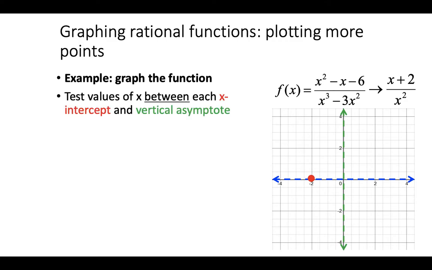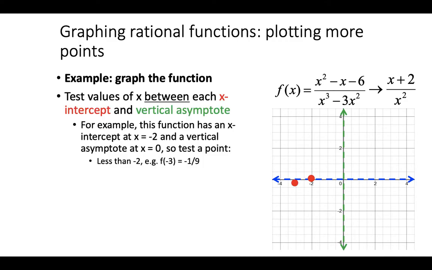Now let's discuss this. This is a point in the graph, and this is our horizontal asymptote, and this is our vertical asymptote. This point is telling us there will be some other points around it. So we have to test some other values to find where the other points are.